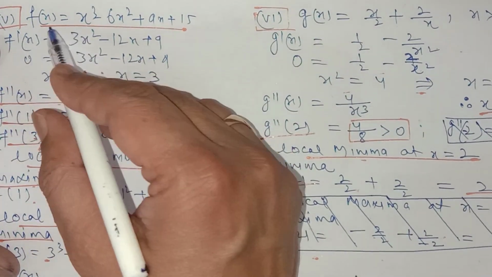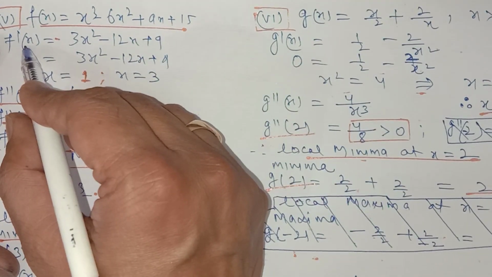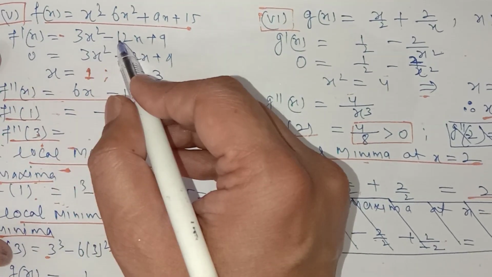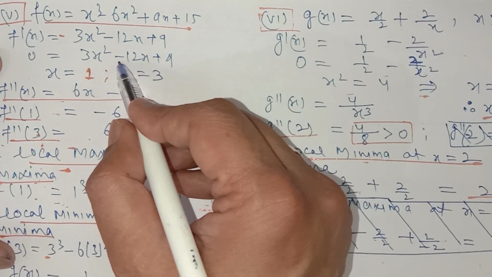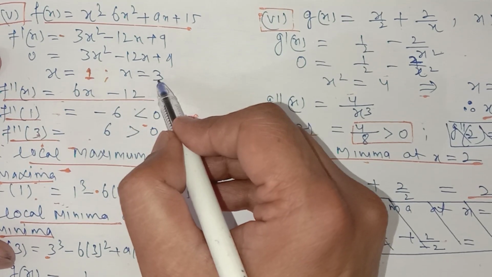Now in the fifth part, we have f(x) equal to x cube minus 6x square plus 9x plus 15. Find its first derivative, which is coming out to be 3x square minus 12x plus 9. Put it equal to 0. Solve this quadratic equation. We are getting the value of x as 1 and x equal to 3.